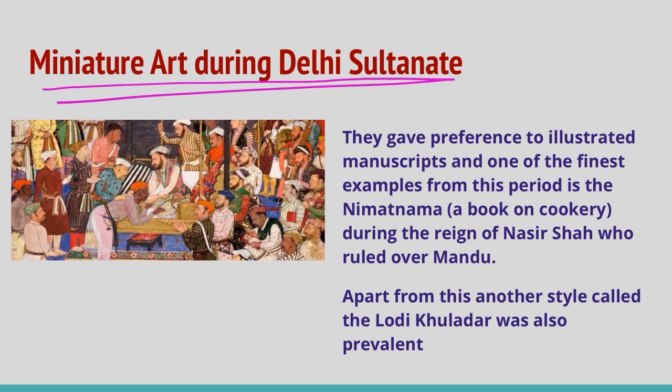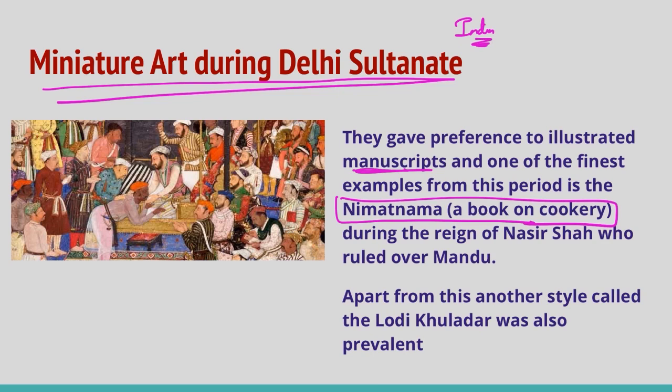These paintings tried to bring together Persian elements of their origin with Indian traditional elements. The Delhi Sultanate people gave preference to illustrated manuscripts, and one of the finest examples of this period is Nimatnama. It is a book on cookery.